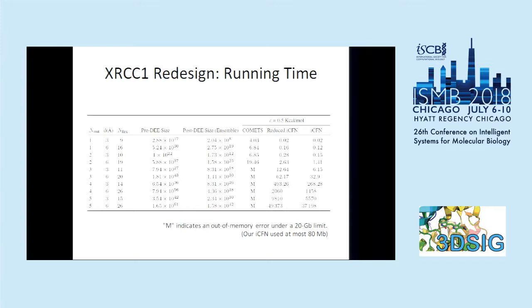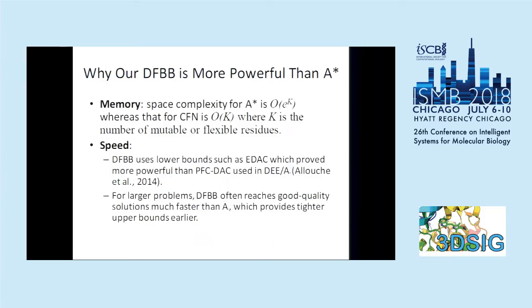And our memory use is at most 80 megabytes in these cases. As you go to a higher epsilon cutoff, you have more ensembles and you have more advantages. There are some theoretical reasons why our depth-first branch and bound is more powerful than the A star used in COMETS, and I'll skip that very briefly.